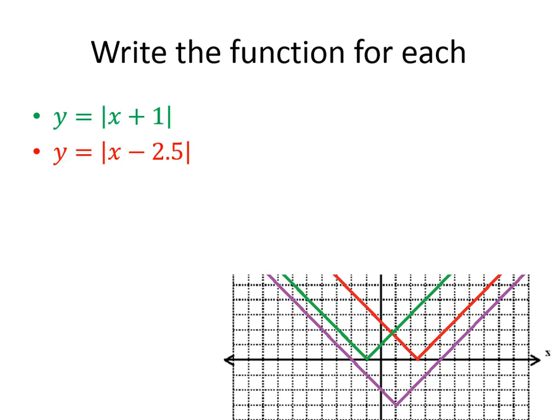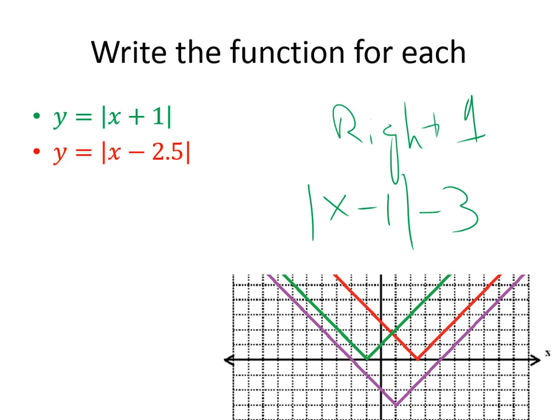And now the last one, you see we've got two changes, our vertical and our horizontal. The horizontal still goes inside, so we've shifted it to the right one. So we went right one, which would be x minus 1. And then we've shifted it down 3, which would be minus 3. And that would be our function. So you can combine these together to adjust it.